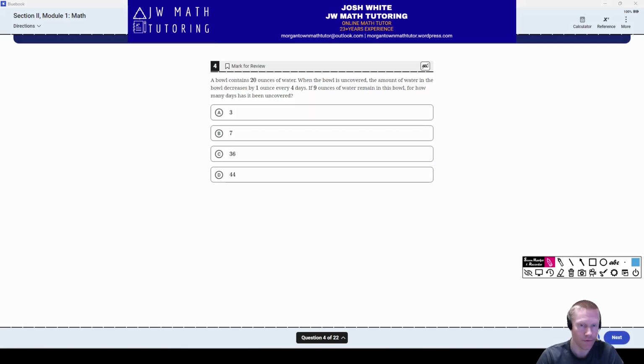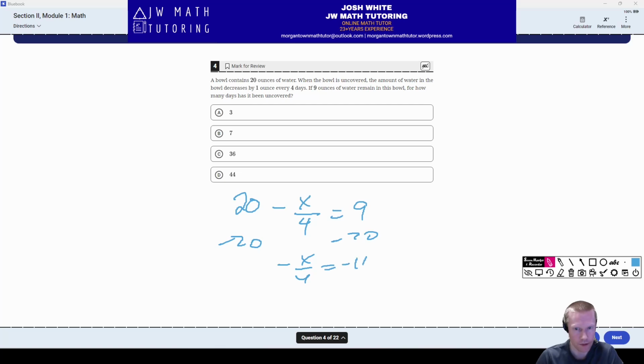All right, next up, question number 4. You are starting with 20 ounces of water, and it goes down by 1 ounce every 4 days. If you're setting up an equation like this, it would look like this. And then the remaining water is 9 ounces, and you want to know how many days it takes for this to happen. So if you solve this equation, negative x over 4 equals negative 11, times negative 4 on both sides, x is going to be equal to 44. So the correct answer is, again, for the 4th straight problem, letter D.